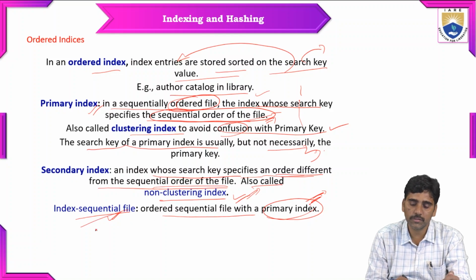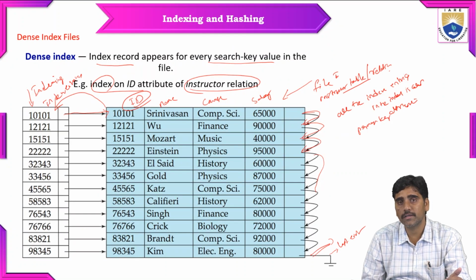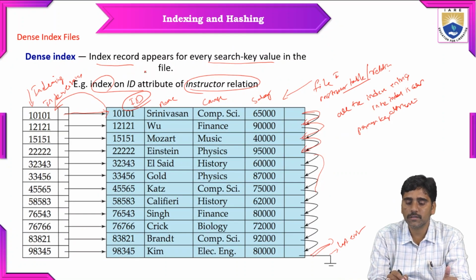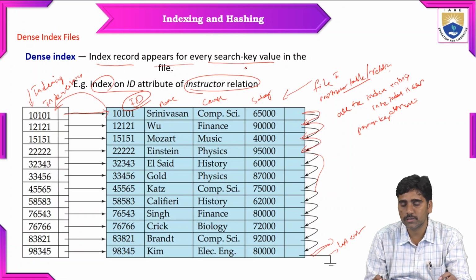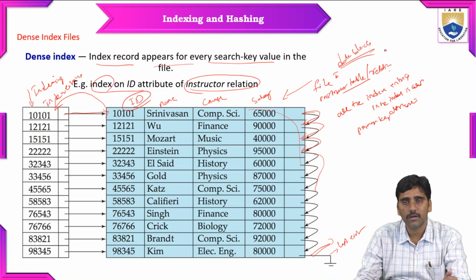The ordered sequential file with a primary index is called an index sequential file. Here, the dense index file has an index record appearing for every search key value in the file. This is all about the file or data block. We can take it as a file or data block, so the instructor table or instructor data block.